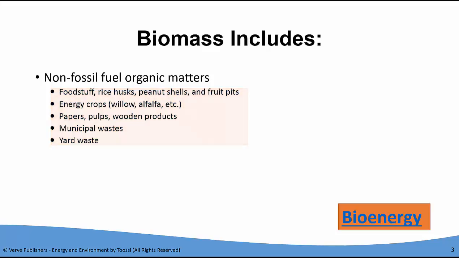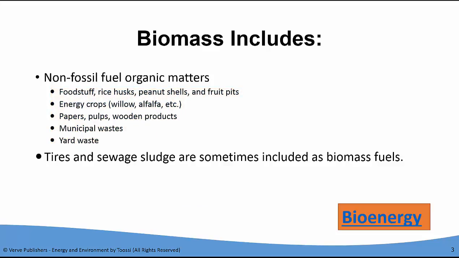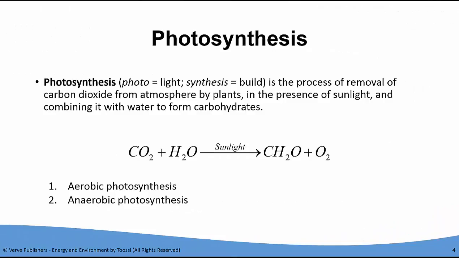Tires and sewage sludges contain a lot of biomass, but also contain some carcinogenic material, and therefore cannot be used as a biomass. So some people consider those to be biomass, and some people consider them to be not biomass, because of the carcinogenics which are included in those.